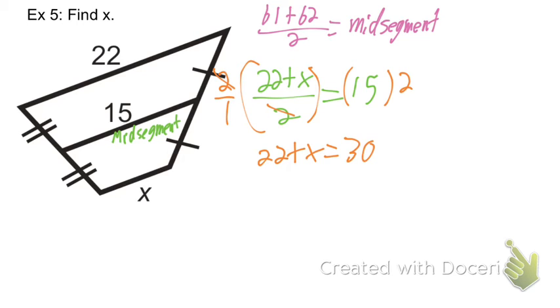Subtract 22 from both sides. I love the both sides part. So x is 8. Is it reasonable that our other base would be less than 22 and less than our midsegment? Yeah, that's reasonable to say, because our midsegment is less than this, right? So it's reasonable to say that.